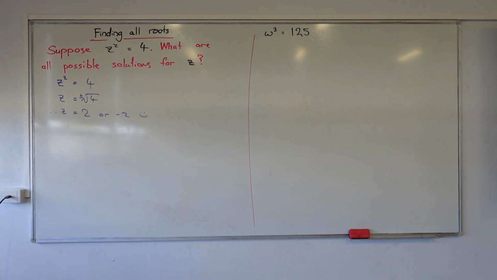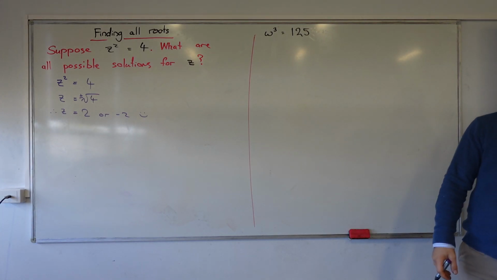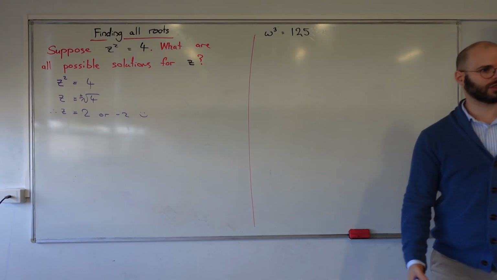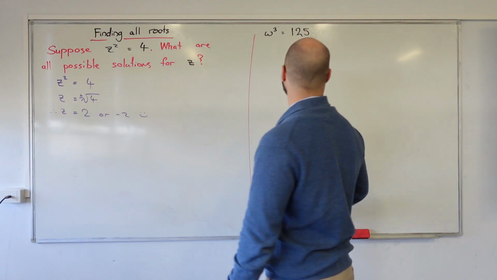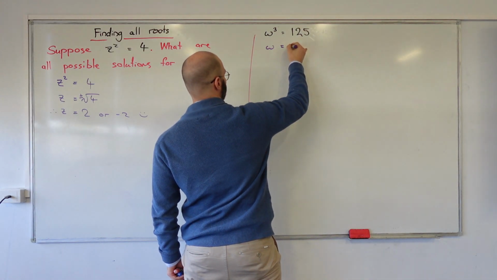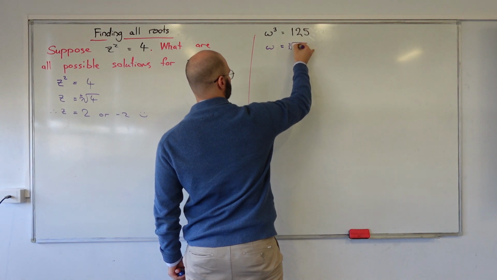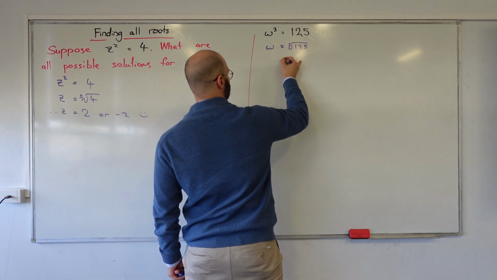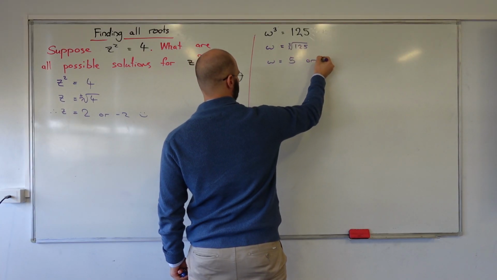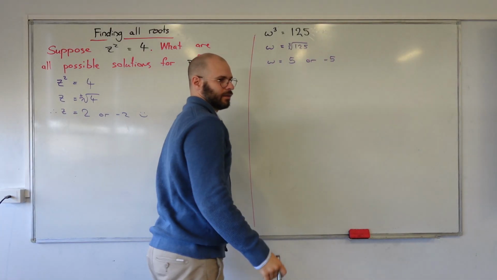2. All right, what about the next one? Omega cubed equals 5. What are the solutions to this? 5, -5. Simply cube root both sides. We get 5, or negative 5. Does -5 work?